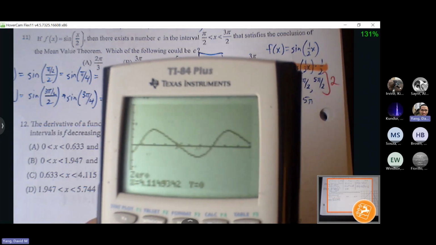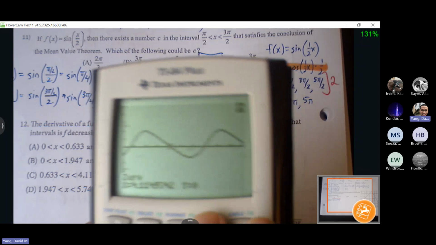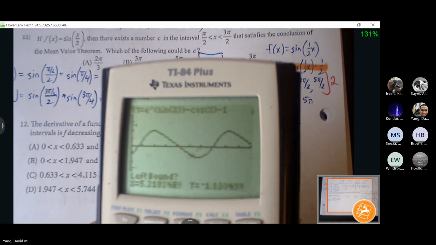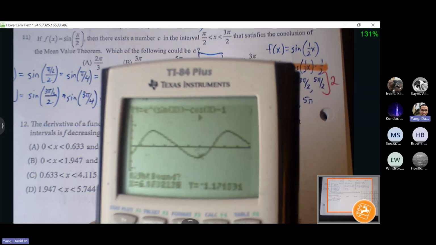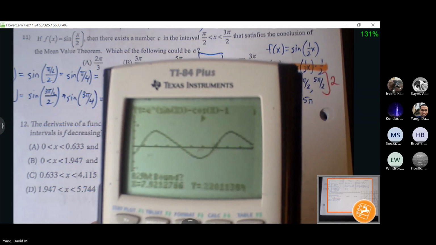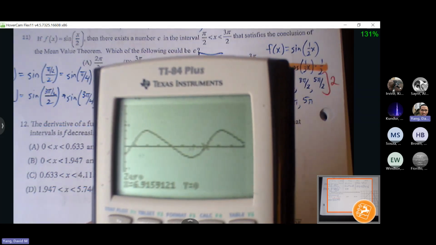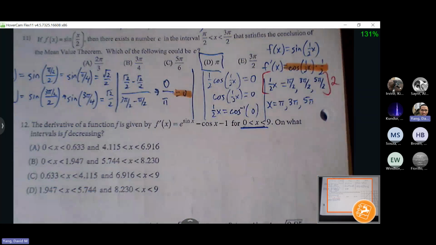4.115. Keep going. Second trace 0. First x-intercept. Second x-intercept. 6.915. Okay, so 6.916.